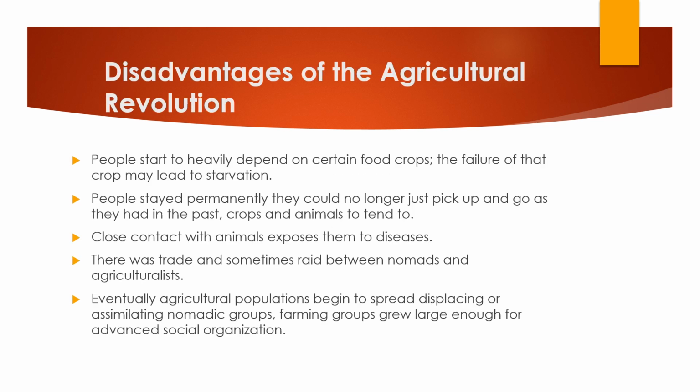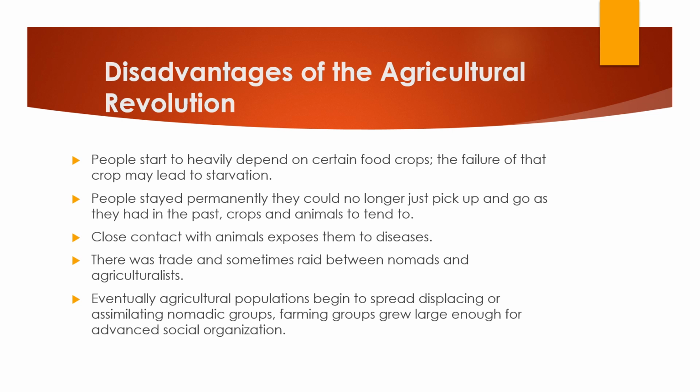When we look at the disadvantages of the agricultural revolution, people started to heavily depend on certain food crops. The failure of these food crops led to disaster, to starvation. People had to stay permanently. They could no longer just pick up and go as they had in the past. They had crops and animals to tend to now. If you were in dispute with someone else, if you had a grudge, you couldn't just go and join another band; you had to stay. People could not pick up and go because they also had plants to take care of.